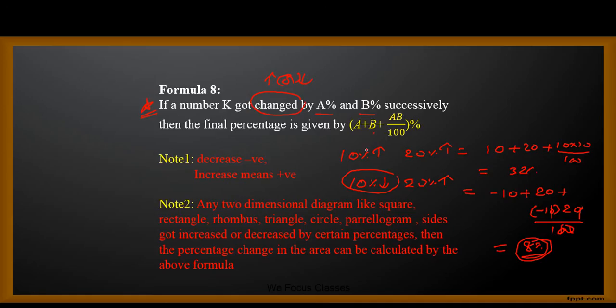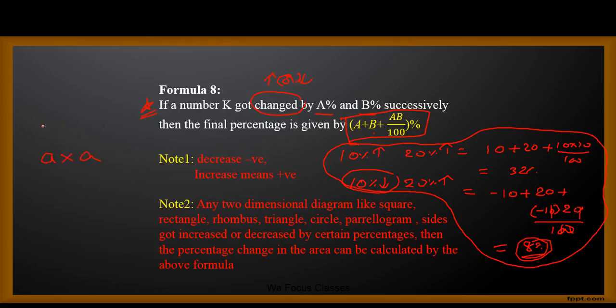Where can we apply this concept? We will see here. Any two-dimensional diagram like a square, in a square what is the area? Side A, so A into A. If the side is increased by 10%, this is increased by 10%, this is increased by 10%. How will you write the area? What is the overall increase in area? Simply you can apply this formula: 10 plus 10 plus 10 into 10 by 100. Even for rectangle, rhombus, all kinds of shapes they will ask.